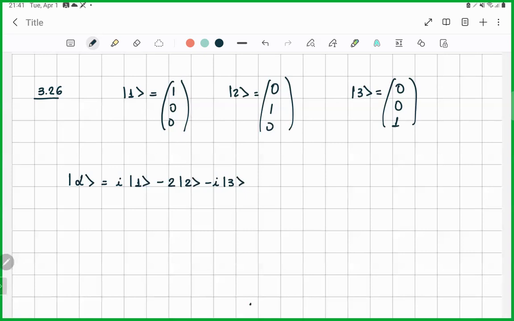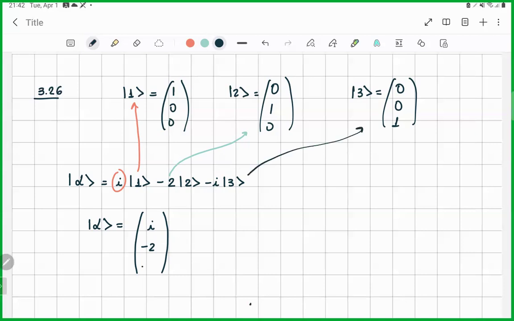So following what we wrote above, we can say that this vector alpha, in a three-dimensional vector space, has in the first element the I, which is for the basis vector 1. Then we have this minus 2, the next term. And the last one is for the vector 3, so it's minus I.